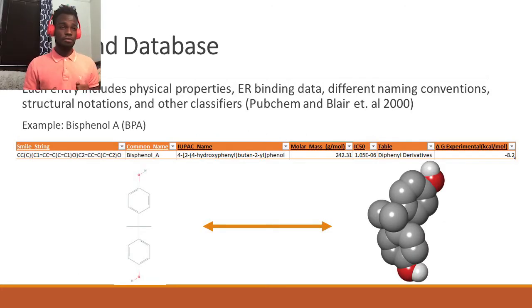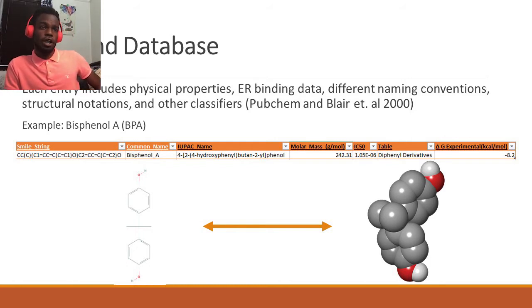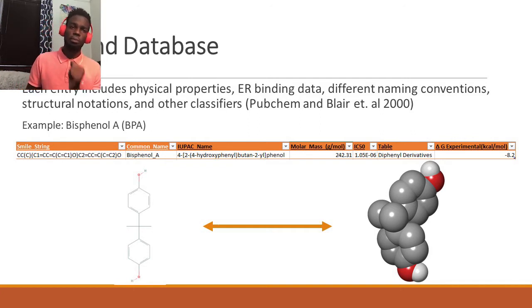Presented is an example for the entry BPA. Also present are identifiers such as the IUPAC name, as well as physical properties such as the molar mass, and lastly, binding free energy calculations such as the delta G and IC50 values.